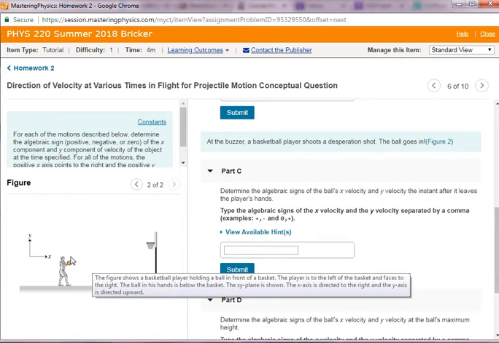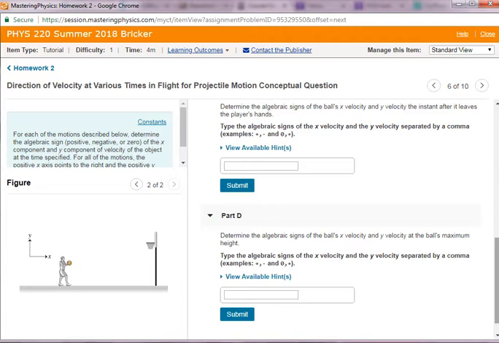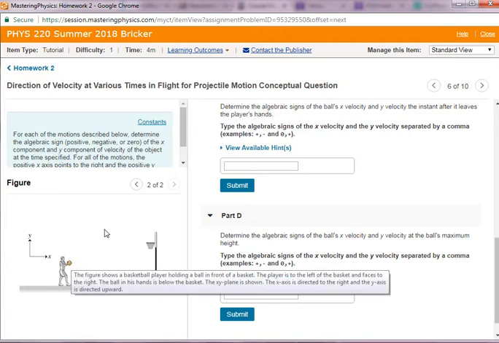So take a look at the sign of the x velocity and the y velocity. And same thing for part D. At the maximum height, maybe it's here, we don't know exactly where it's at. At the maximum height, it doesn't stop. It's still going to have an x velocity. The whole trip it's going to have an x velocity.